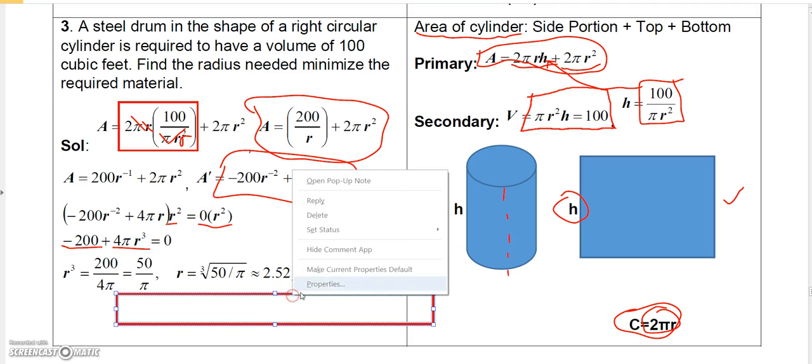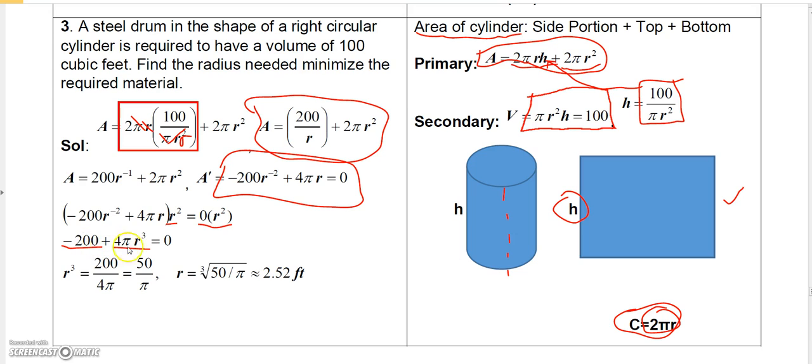Now all I have to do is solve this for r. If you solve this, move your minus 200 over, then divide by 4 pi, so you get r cubed. Actually, I meant to say r cubed. Solve it for r cubed, and you get r cubed equals 200 over 4 pi, which is 50 over pi. Now that's for r cubed. So if I want to find r, I have to take the cube root of that. Take the cube root of 50 over pi, and I finally get my answer for r. The radius should be 2.52 feet, rounded to 2 decimal places.